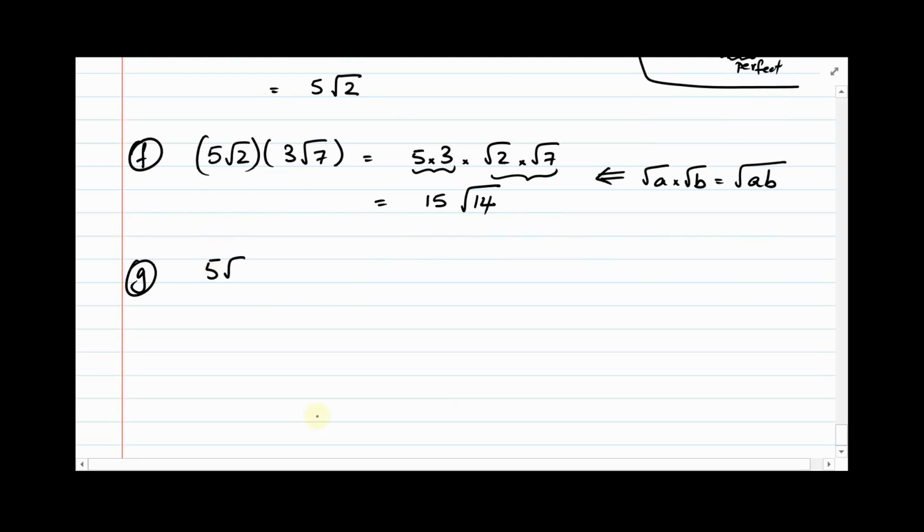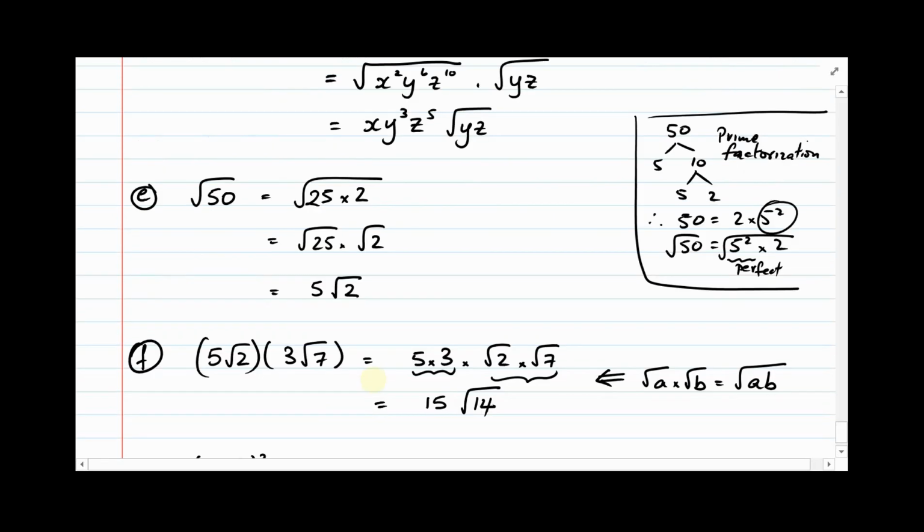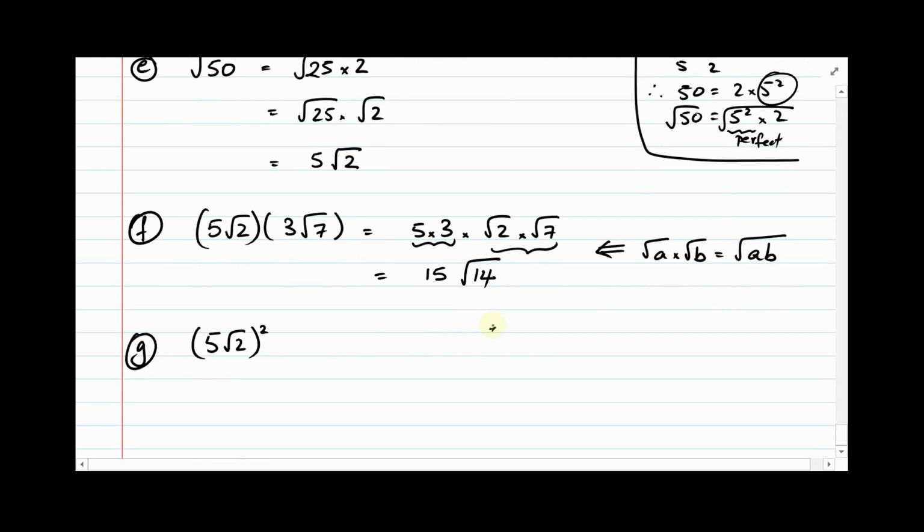Notice if I should have 5 root 2 squared, recall where we got this. So recall that root 50 was 5 root 2. So I'm asking the question, what would happen if I square both sides? Already you can see from this I should end up with 50. Right? But let's do it the long way.